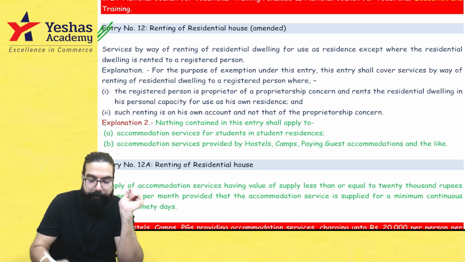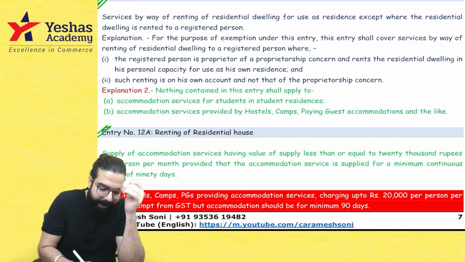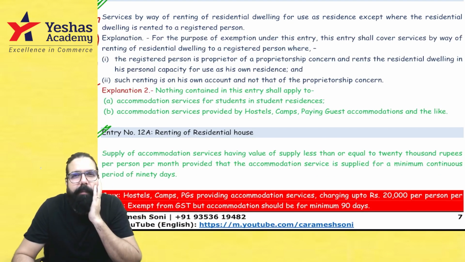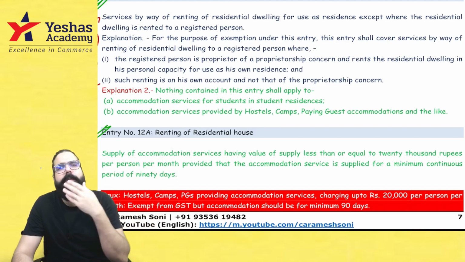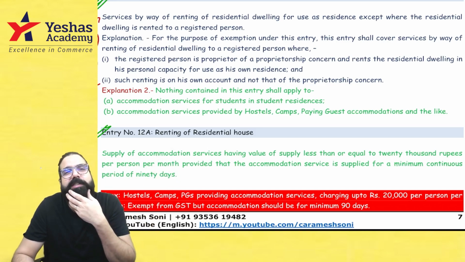Yes sir, we remember. Now here they have added one point. So sir, if I give my residential property to an unregistered person, what will happen? In the case of an unregistered person, it is exempted. So sir, what used to happen?